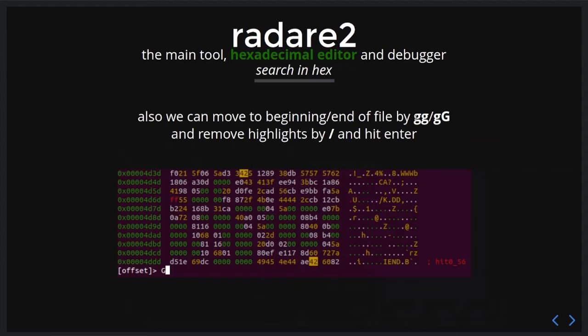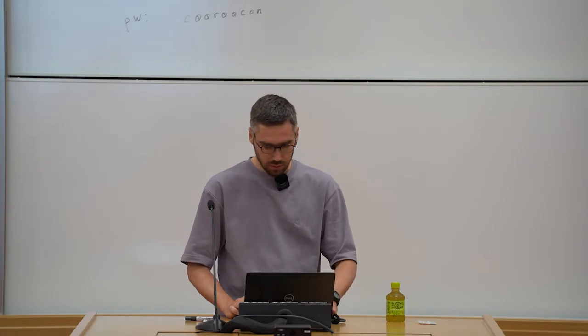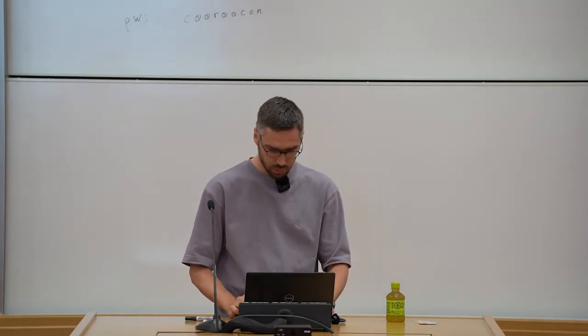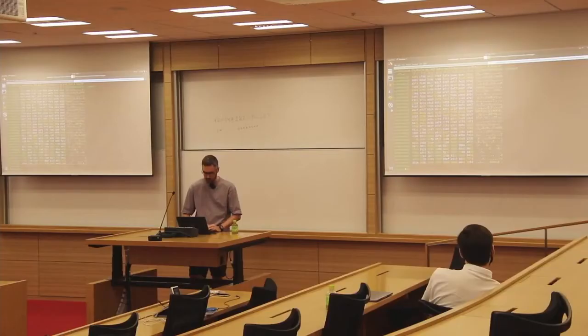Also, to move, the same as in Vim, to move to the beginning of file gg, to move to the end of file big G. Let's do it. Just press g and g. You will be at the beginning, you can see offset 0, and at the end big G. So currently we move to the end by big G. So here is the end. We can see that there is nothing else.